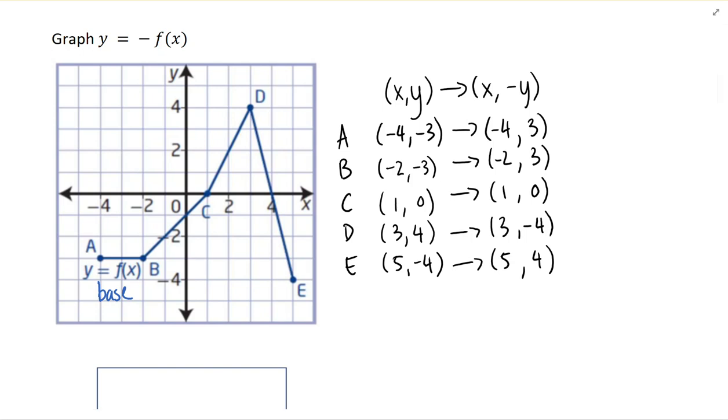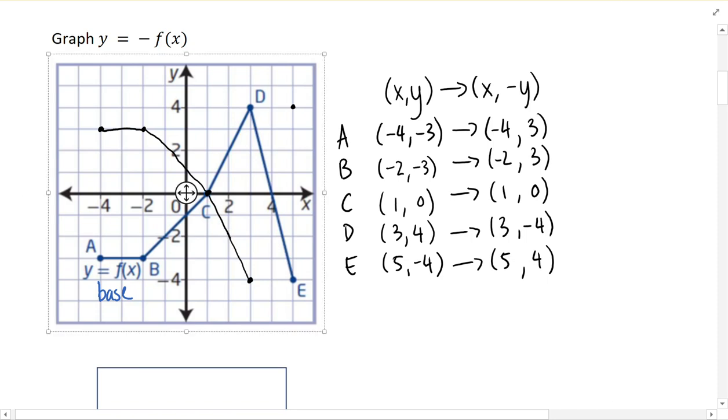And here we are. Now that we have our transformed points, we're just going to plot them in. So (-4, 3), (-2, 3), (1, 0), (3, -4), (5, 4). Now let's just connect the dots. Preferably use a ruler. I'm not using one here.